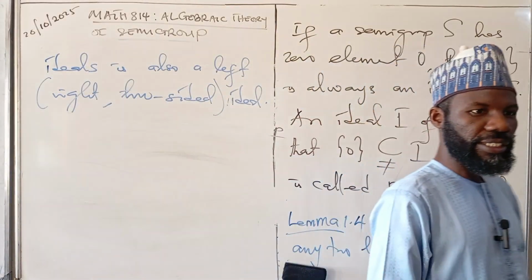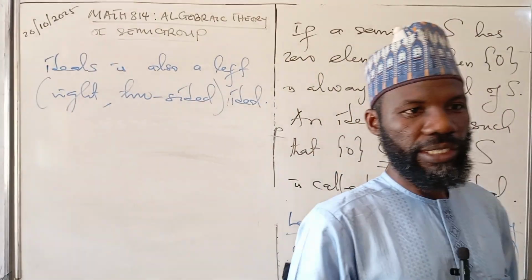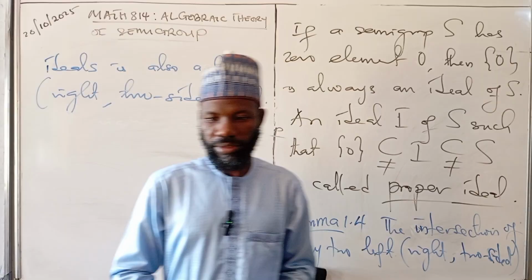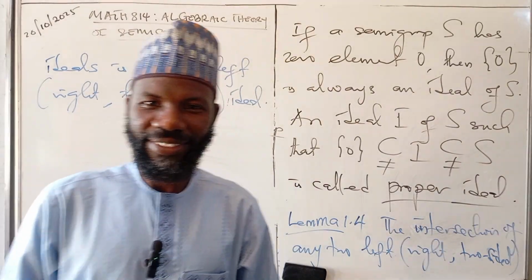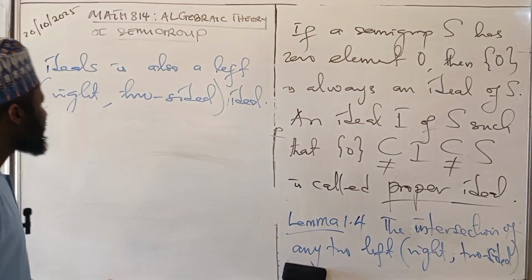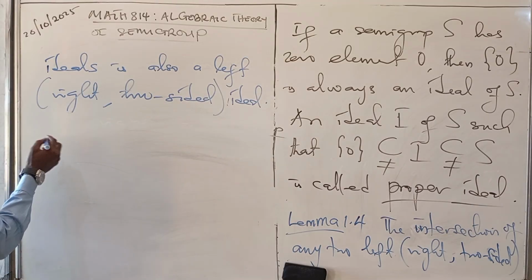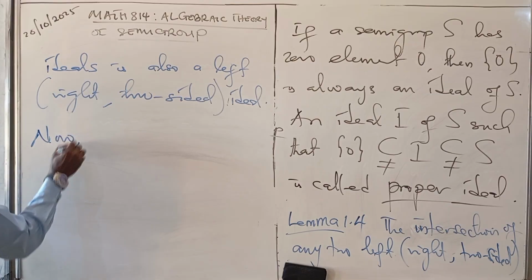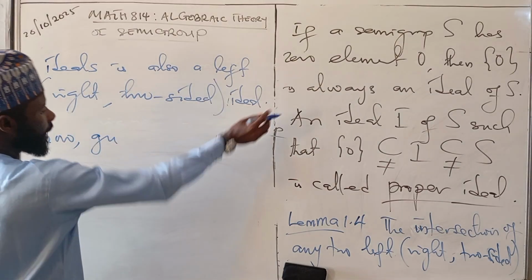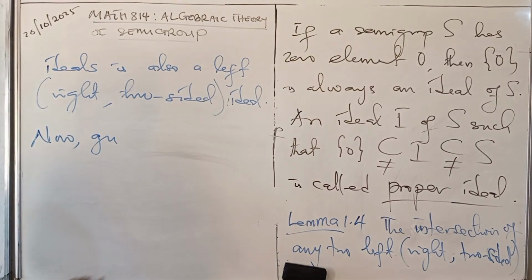Can they even intersect? That's the first question. Well, if they intersect, whether it is a left ideal, try it. Yeah, I haven't thought of it before. So, now, given, I said I'm not going to prove this thing because it's straightforward.